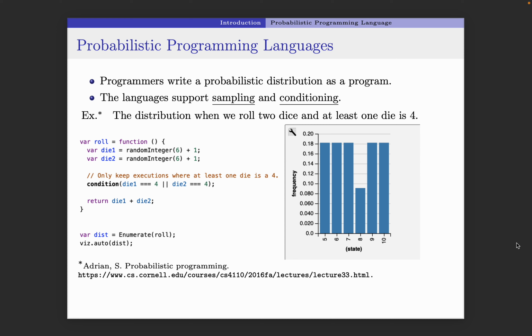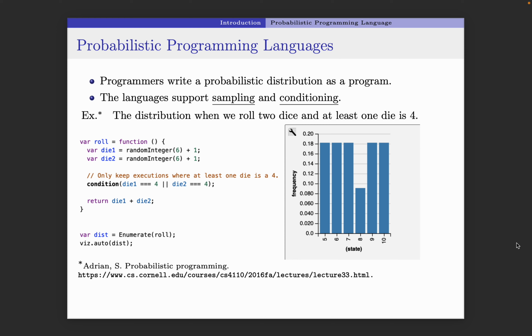For example, let's think of the distribution when we roll 2 dice and at least one die is 4. We can write this distribution in WebPPL as the function roll. It first generates 2 random integers from 1 to 6. Then we specify the condition that at least one die is 4 by the condition command. And finally, it returns the sum of the two values.